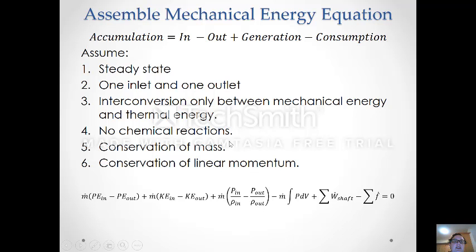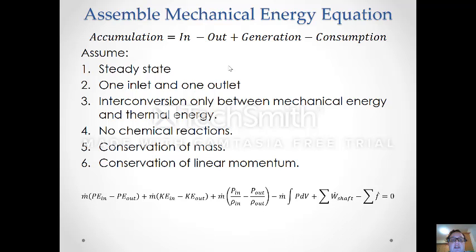And so we end up with this situation. Accumulation is equal to in minus out plus generation and consumption. We've made the following assumptions. We assume that we're in a steady state condition. If we're in a steady state condition, that means accumulation has to go to 0. We have one inlet and one outlet. Interconversion is only between mechanical and thermal energy. We don't have any chemical reactions, so generation and consumption goes to 0.